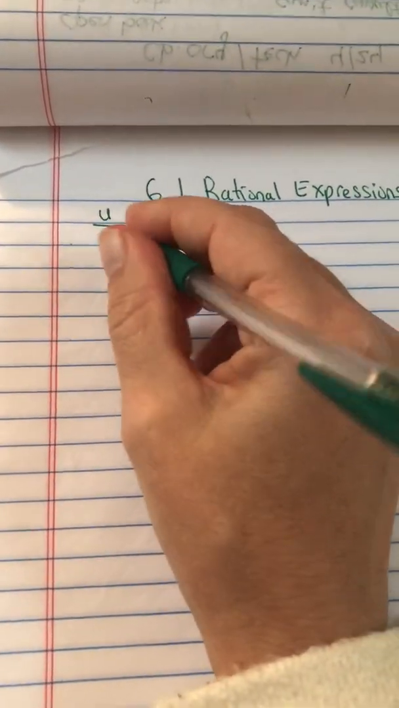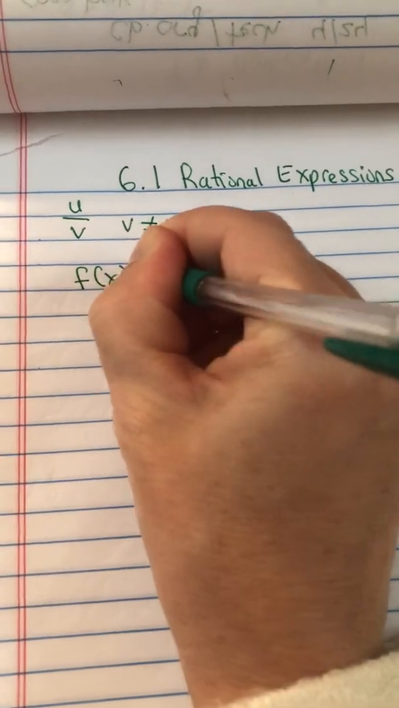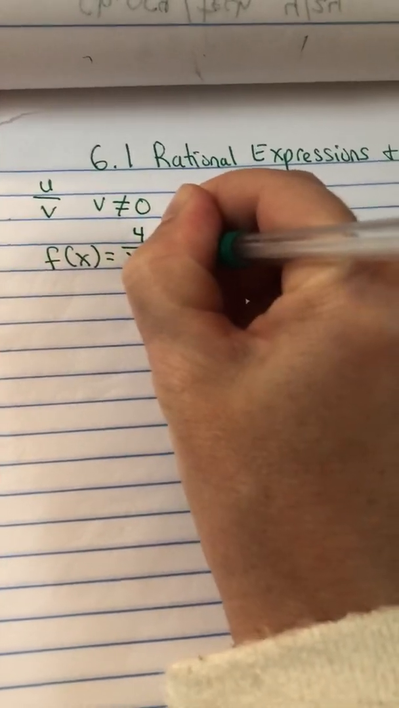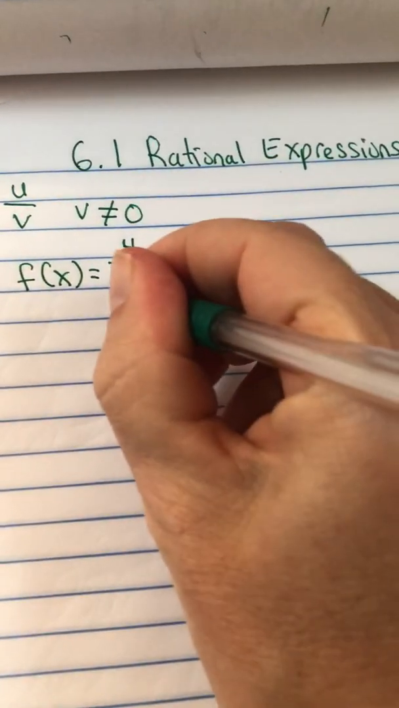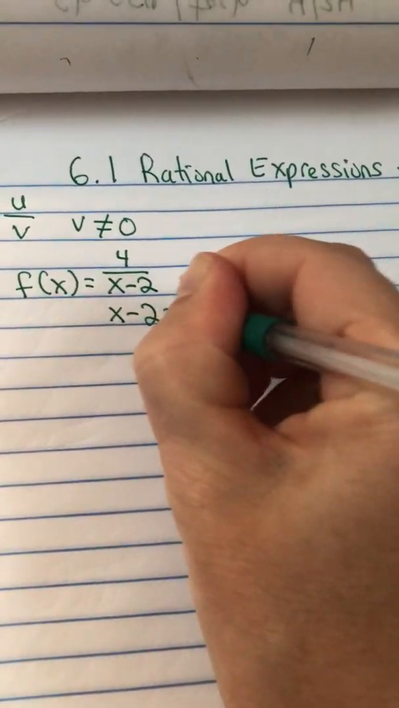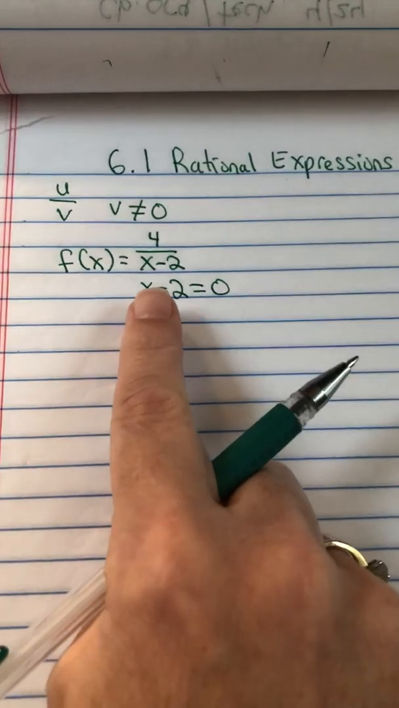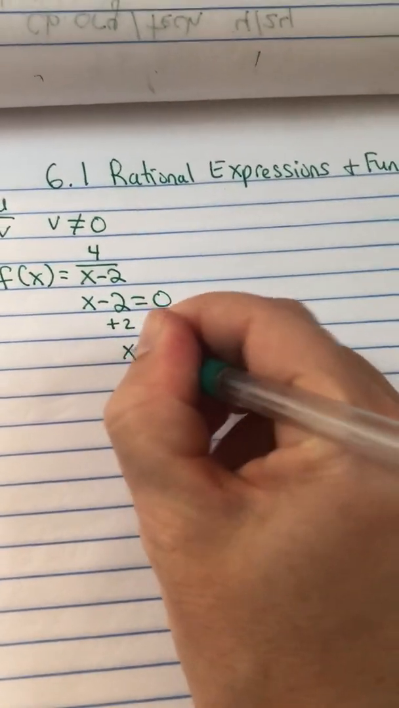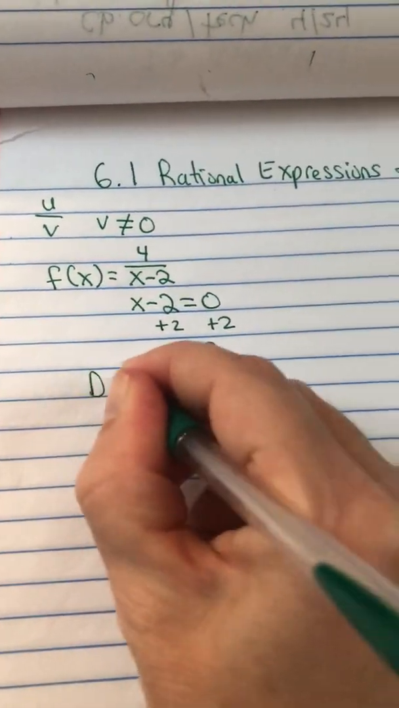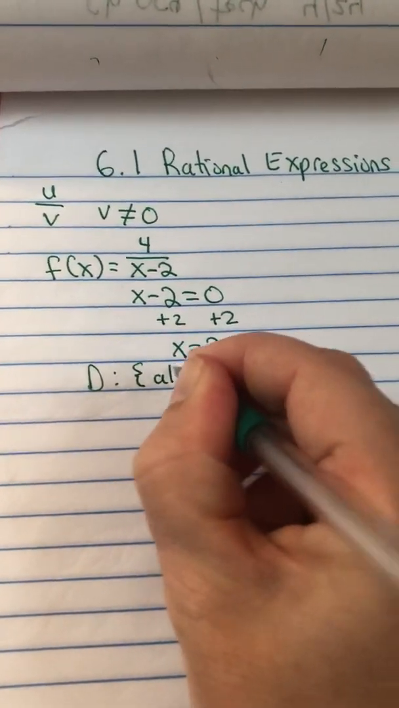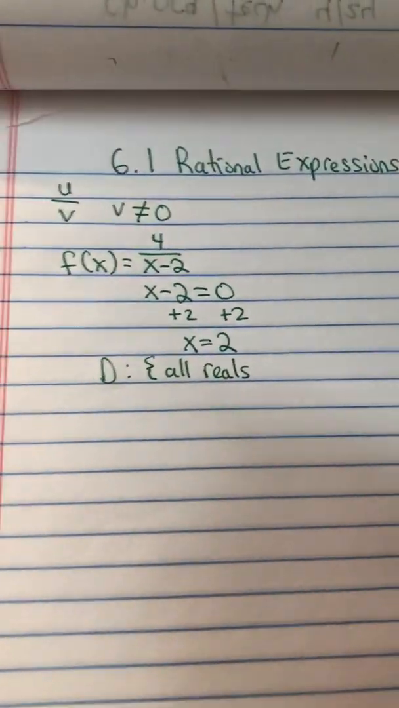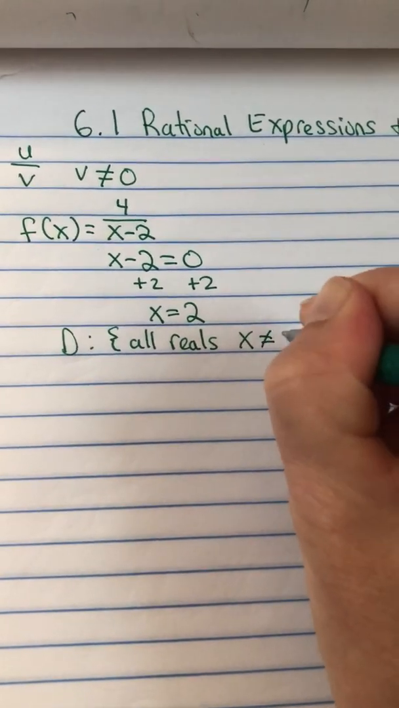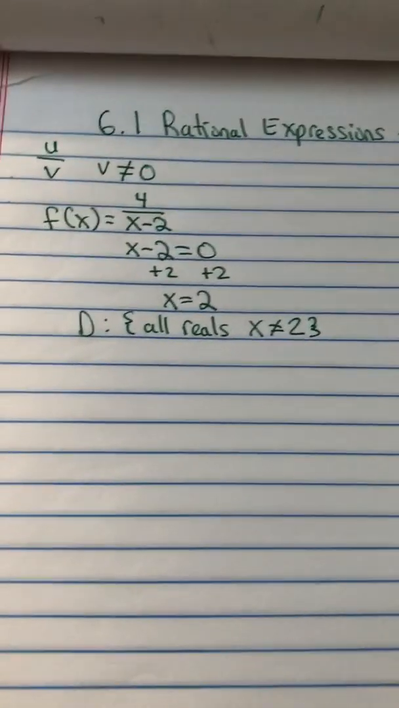So if we're looking for the domain of f of x equals 4 over x minus 2, then x minus 2 cannot equal 0. So we're going to set it equal to 0 to figure out what value of x would make it equal to 0. Obviously, easy enough. x is going to be 2 here. So your domain is all reals. Any number can go in there except for x equals 2. All reals, but x can't equal 2.